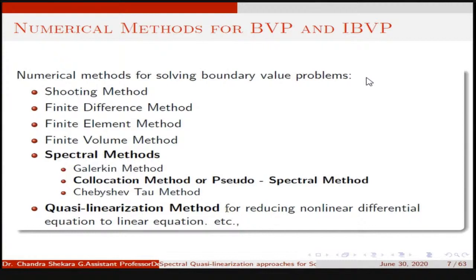So this is just to motivate the researchers who have just started their research. I've given the list of the methods and differential equations.